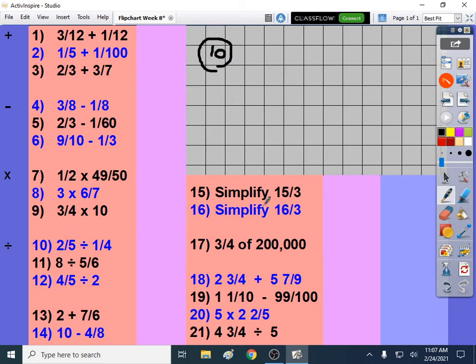What we're doing here, 2/5 divided by 1/4. Right, there's no way I can do this one in my head, I don't think. Division confuses me if I try and do it in my head. Keep, change, and flip. So 2 times 4 is 8, and 5 times 1 is 5. 8/5, that's fine. Well, it could be 1 and 3/5 as a mixed number.